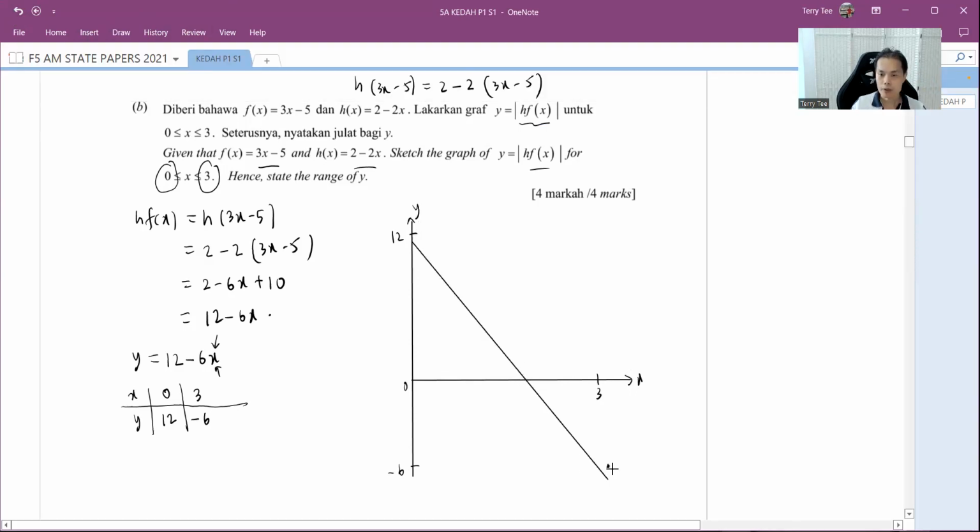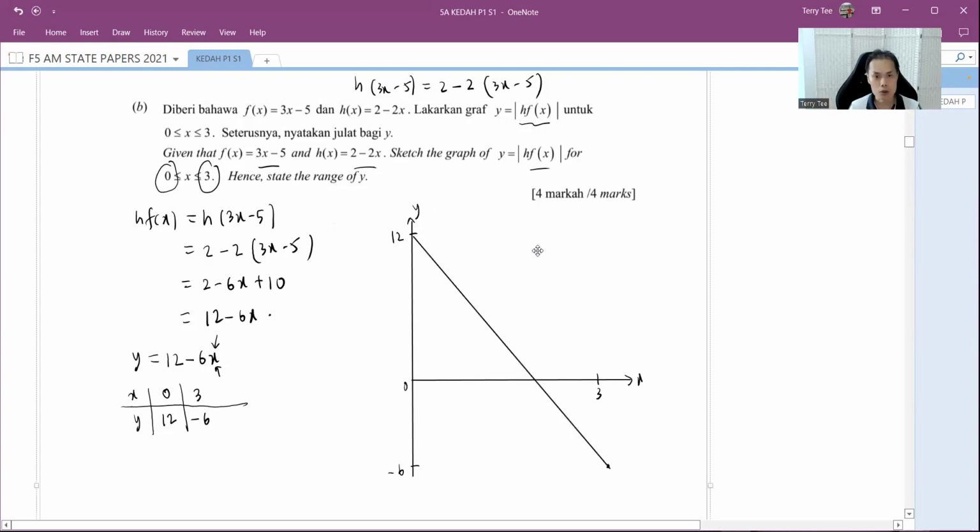I need to adjust the point and see. I'm missing the point. So let me adjust this line here. Using a ruler is better. I'm using this, not very clear. Okay, there you go. This is my straight line.